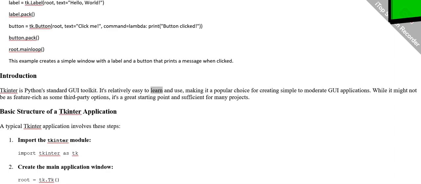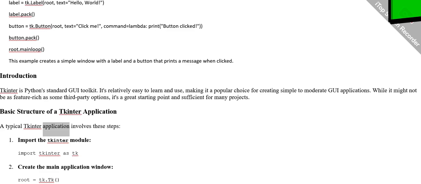Introduction. Tkinter is Python's standard GUI toolkit. It's relatively easy to learn and use, making it a popular choice for creating simple to moderate GUI applications. While it might not be as feature-rich as some third-party options, it's a great starting point and sufficient for many projects. Basic structure of a Tkinter application.